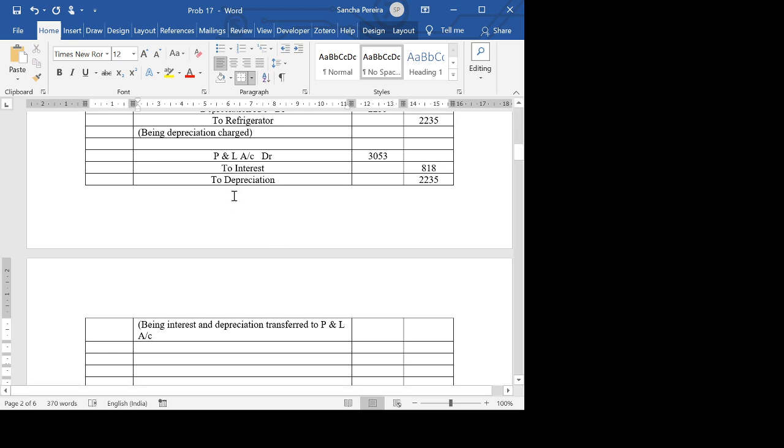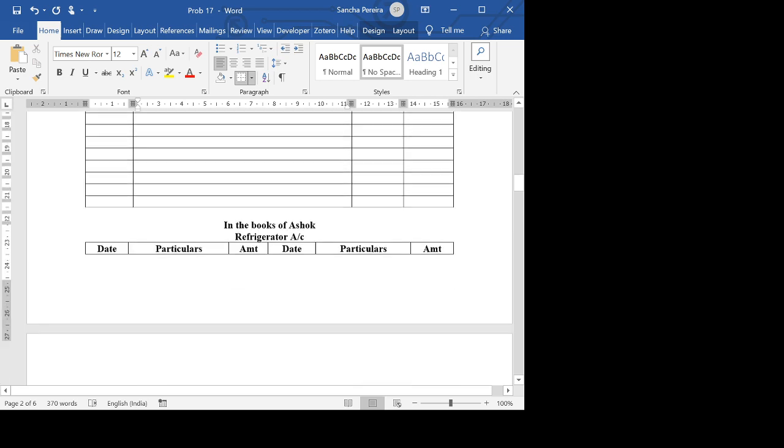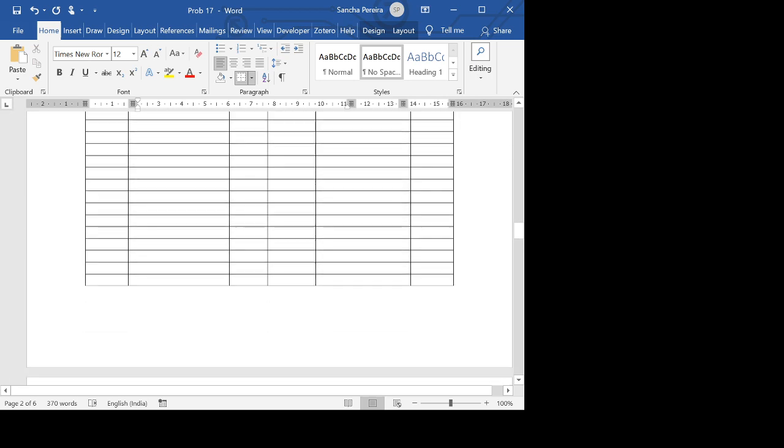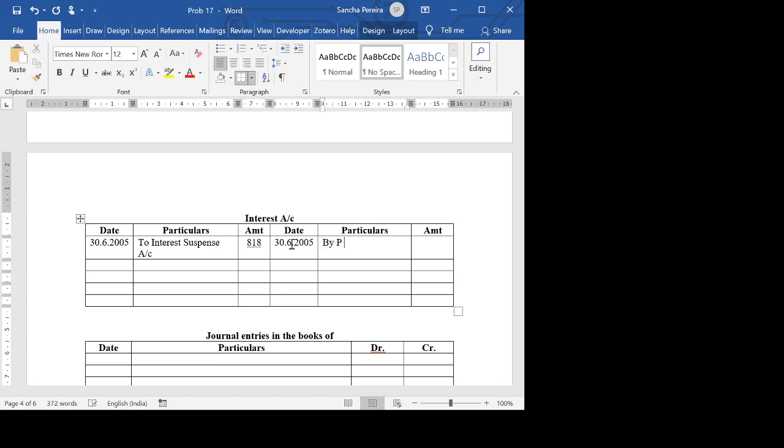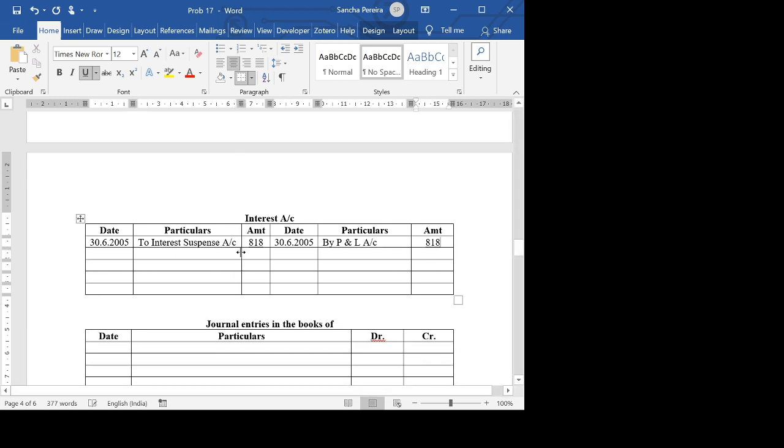So if we say P&L account debit to interest, in the interest account you will have, on the same date, by P and L account, the same amount, 818. We would have had the same thing by P&L account in depreciation, but we don't have a depreciation account, so that entry doesn't need to feature. Okay. So now we have passed all the entries.